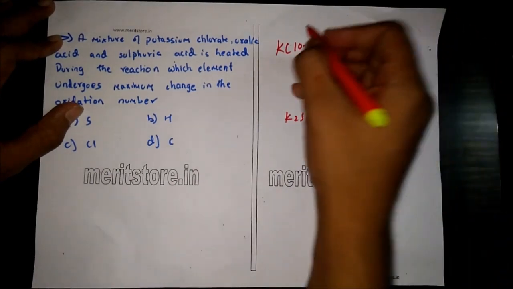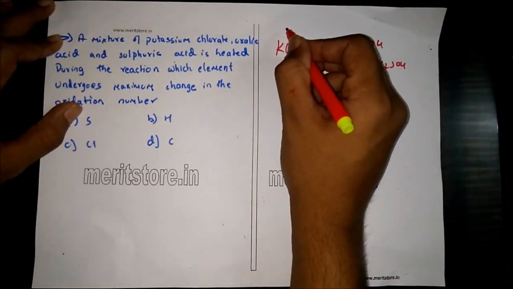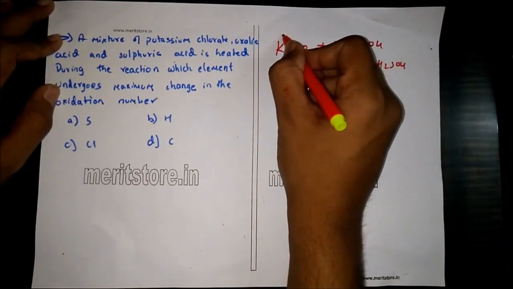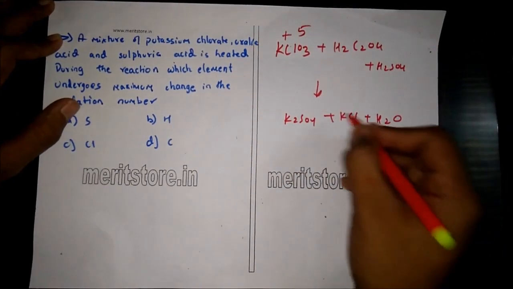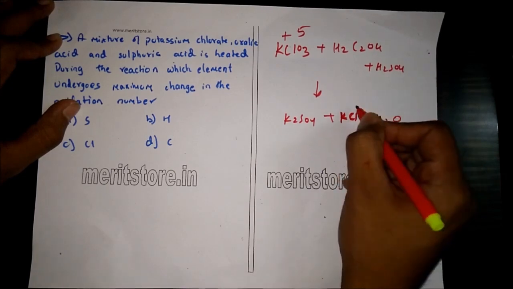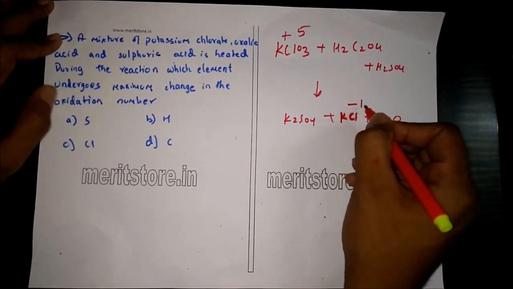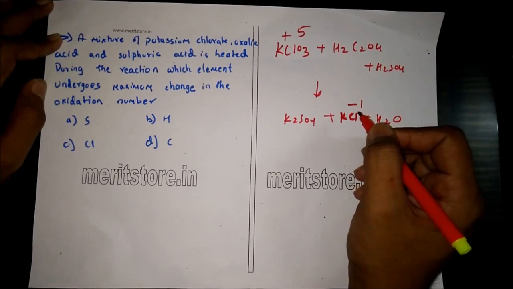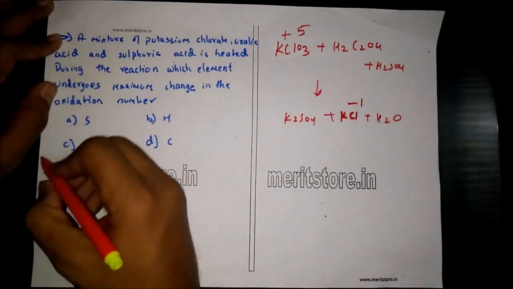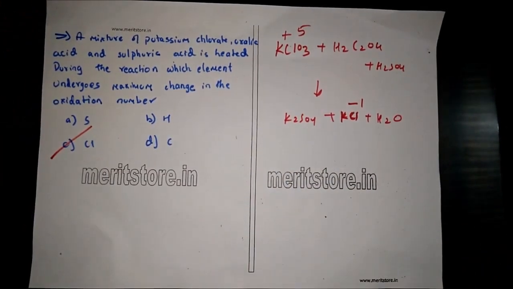Now here, in the first case, before the reaction, the oxidation number of Cl is +5. However, when the reaction takes place and it is converted into KCl, the oxidation number of chlorine changes to -1. Therefore, chlorine undergoes the maximum change in oxidation number, which is option C, chlorine.